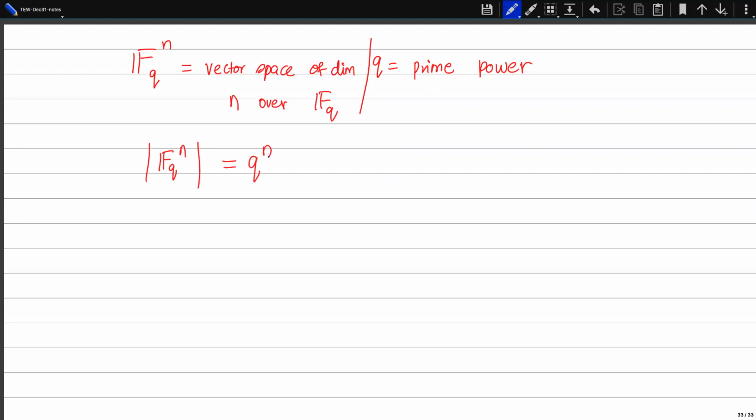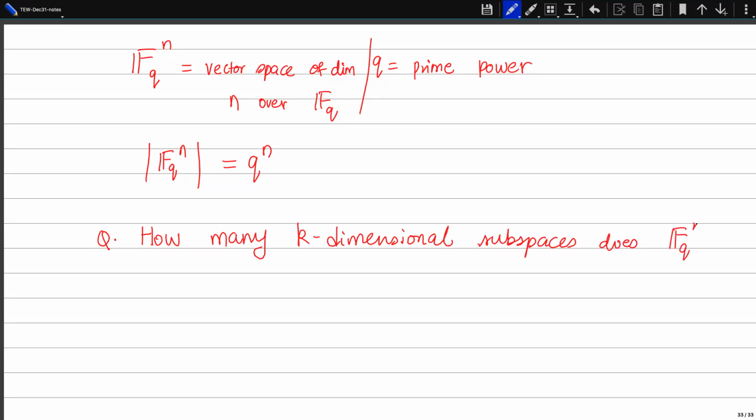Okay, you can just think of it as all column vectors, and therefore you can ask the following questions: how many k-dimensional subspaces does it have? Okay, so here's a natural question that you can pose: how many k-dimensional subspaces does this n-dimensional space have? Okay, and the interesting answer is that it's exactly the q binomial coefficient.